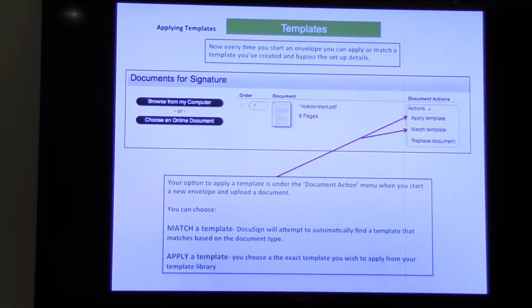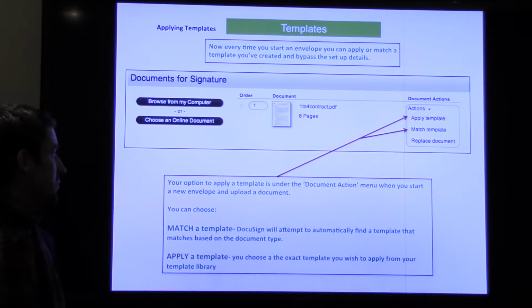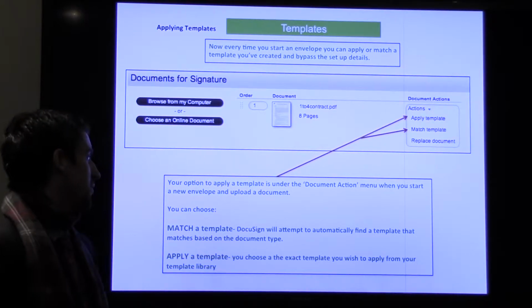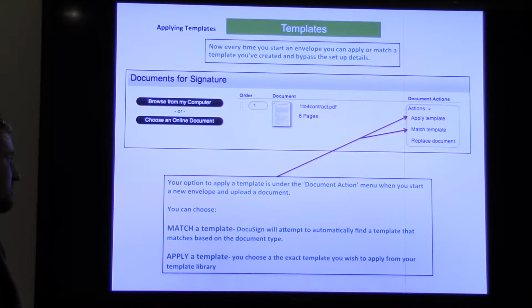So, now every time you start an envelope, you can apply or match a template you've created and bypass the setup details. Your option to apply a template is under the Document Action menu when you start a new envelope and upload a document. You can choose Match a Template. DocuSign will attempt to automatically find a template that matches based on the document type, or apply a template you choose, an exact template you wish to apply, from your template library.